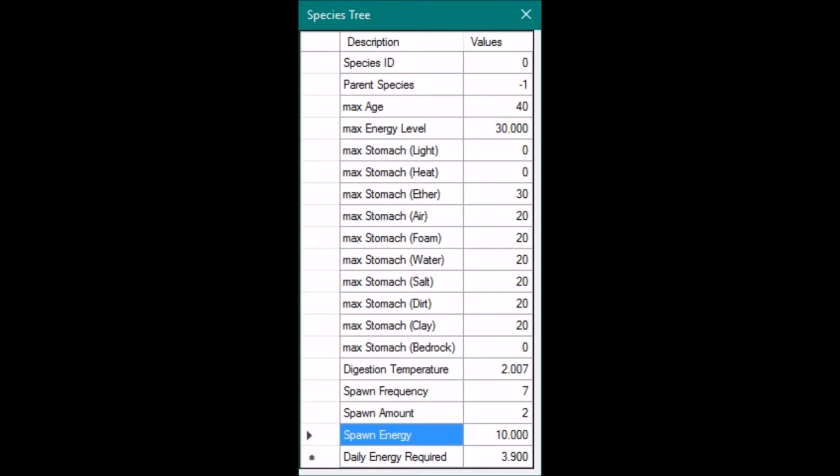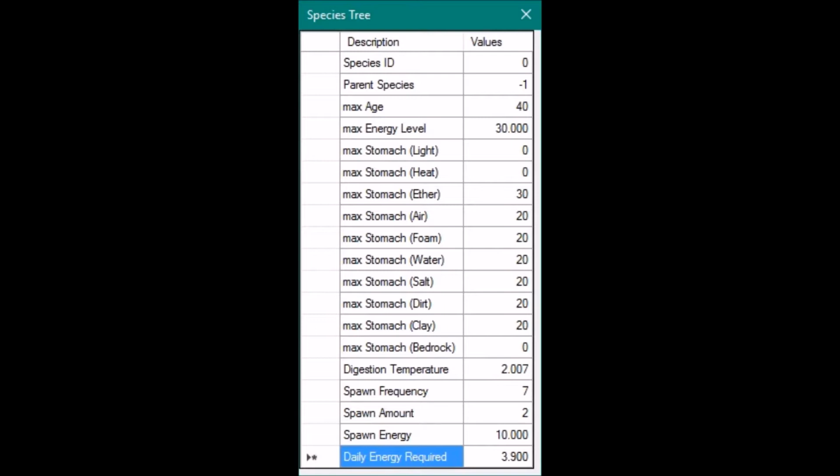If a life of this species successfully spawns its maximum allotment of 2 children, it had better make sure it has more than 20 units of energy, otherwise it'll die in childbirth. The last field is the energy required to exist. Every cycle, this amount of energy will be deducted from the life's total, and once again, if the total falls to 0, the creature dies.